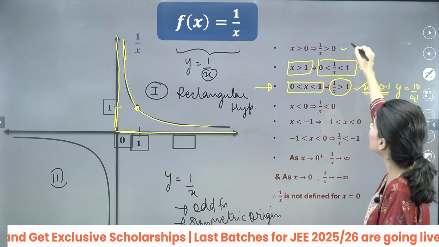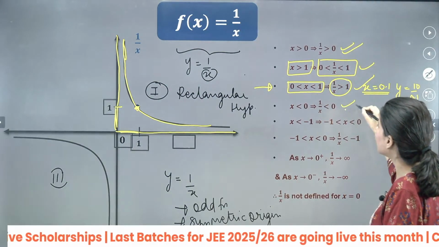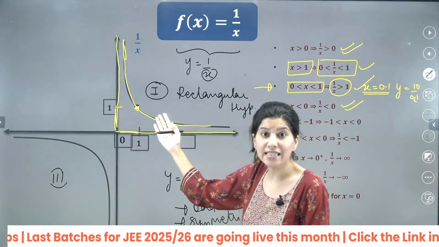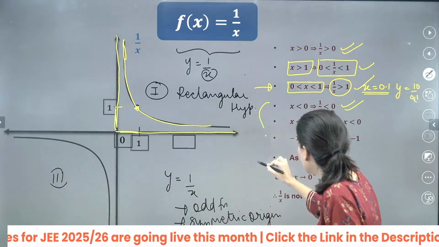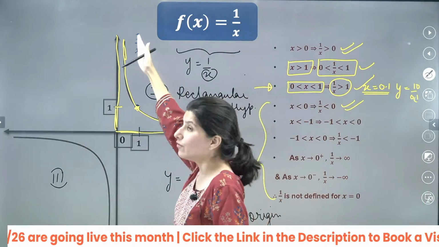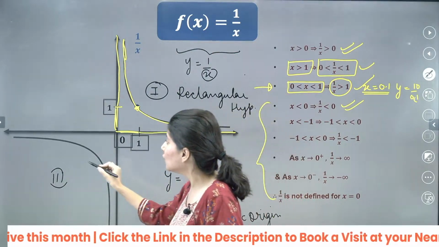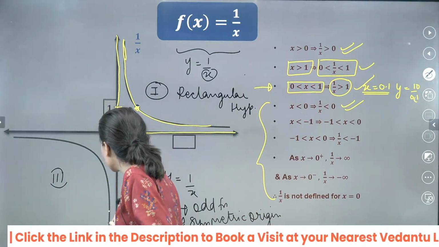X positive, so y positive. X negative, y negative, right? Now since it is an odd function, we don't have to bother about everything. If you have plotted the graph over here, you can clearly plot the graph like this.